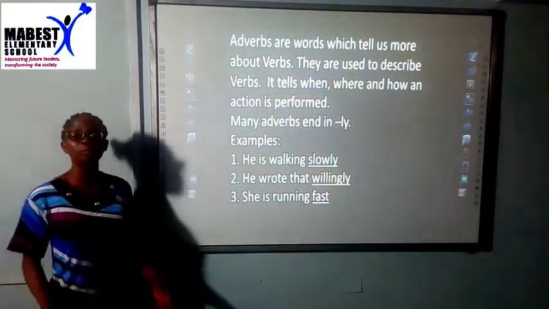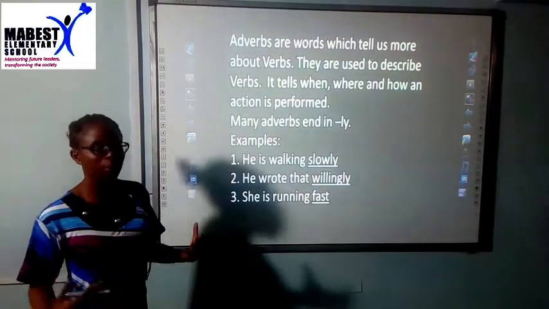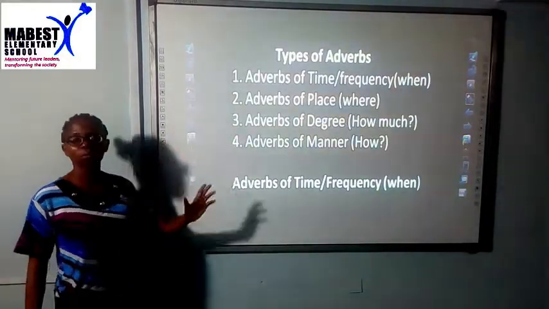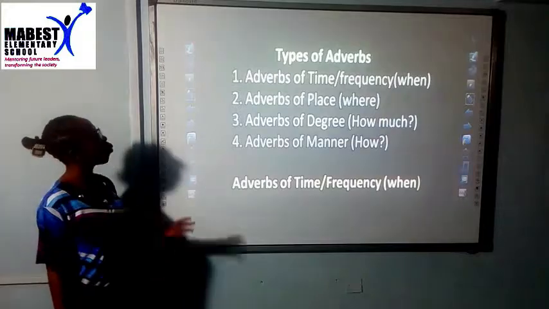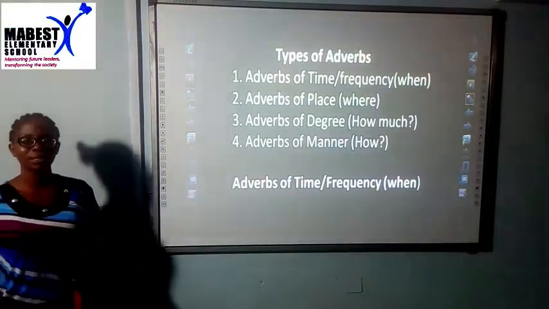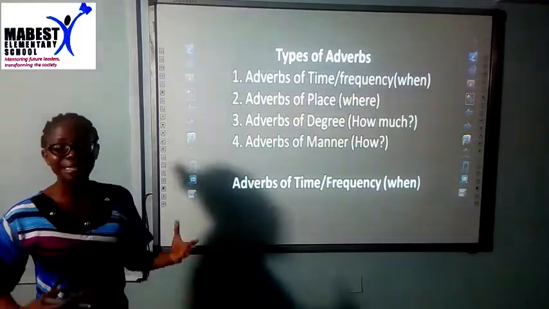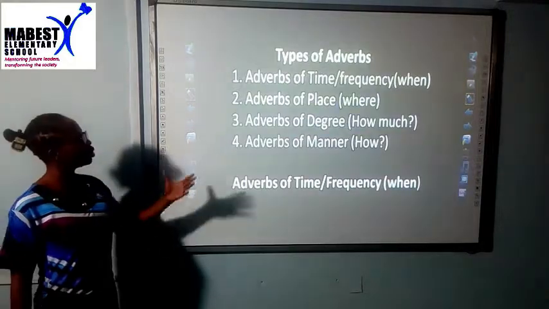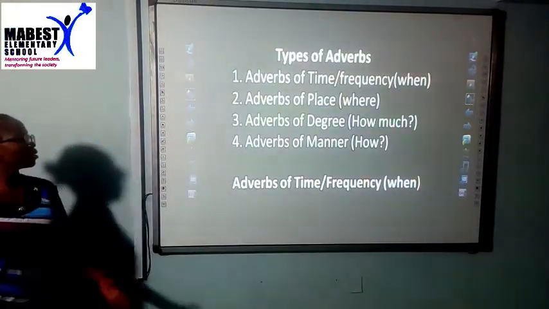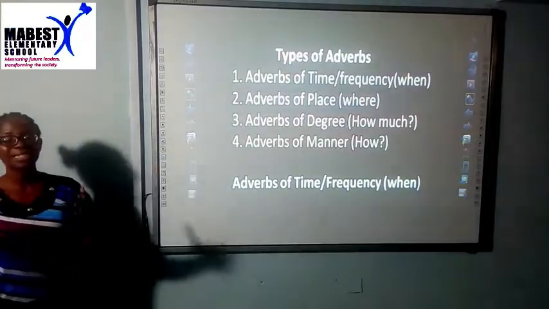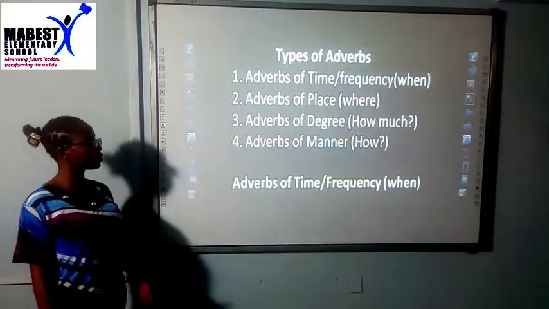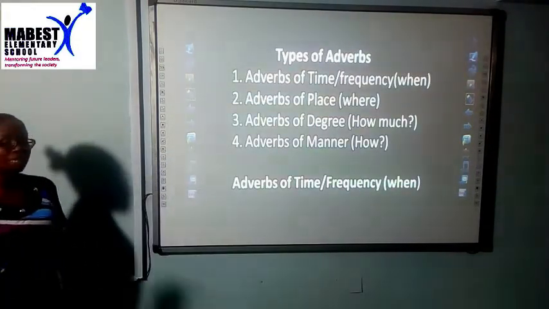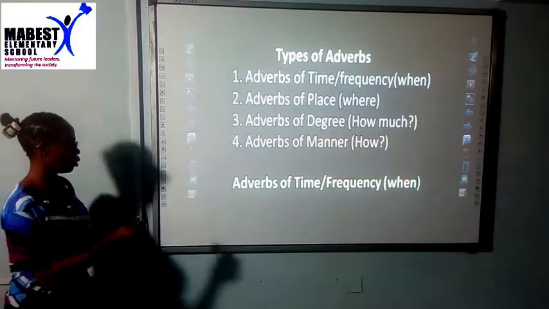Here with me, I have types of adverb. Here we have four types of adverbs. One, adverbs of time or frequency, which answer the question when. Two, adverbs of place, which answer the question where. Three, adverbs of degree, which answer the question how much. Four, adverbs of manner, which answer the question how. So now we are going to be taking the types of adverbs one after the other.